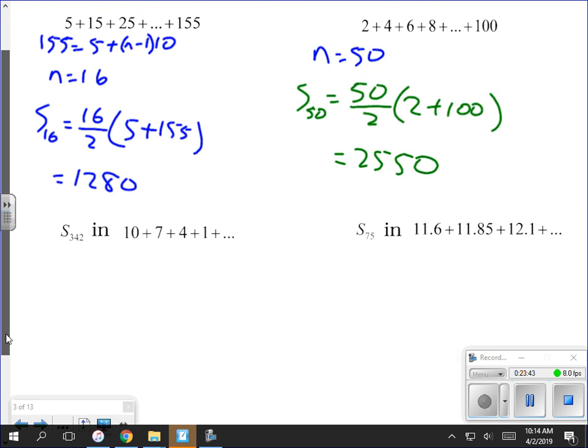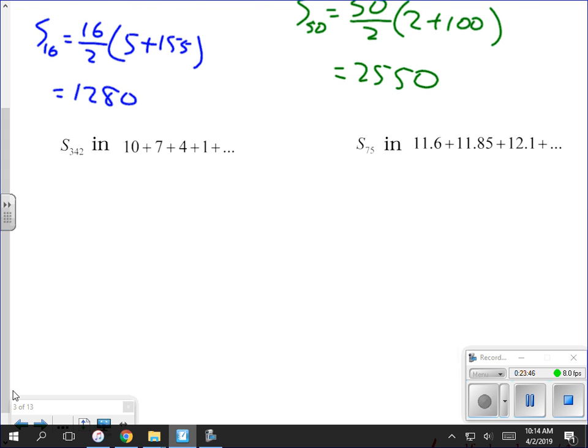Don't forget to divide by 2. That's the most commonly missed portion. It's not dividing by 2. Okay.